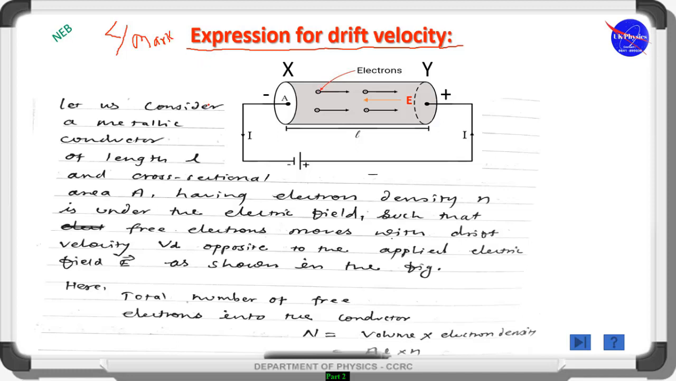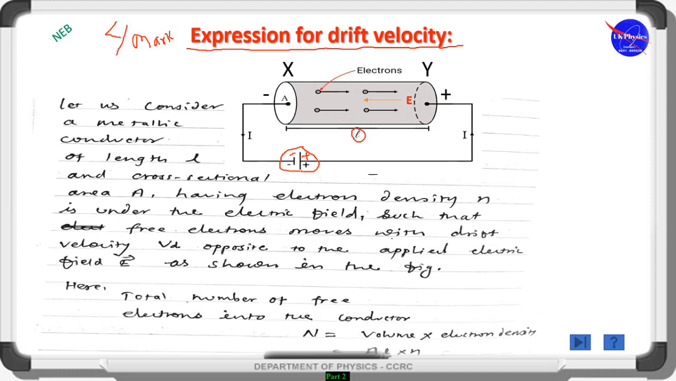Now let's discuss what we have seen first in the figure. In the figure we have seen that there is a conductor XY. XY is a conductor and small l is the length of the conductor, and here is a battery which has a positive terminal, this one, and a negative terminal, this one.